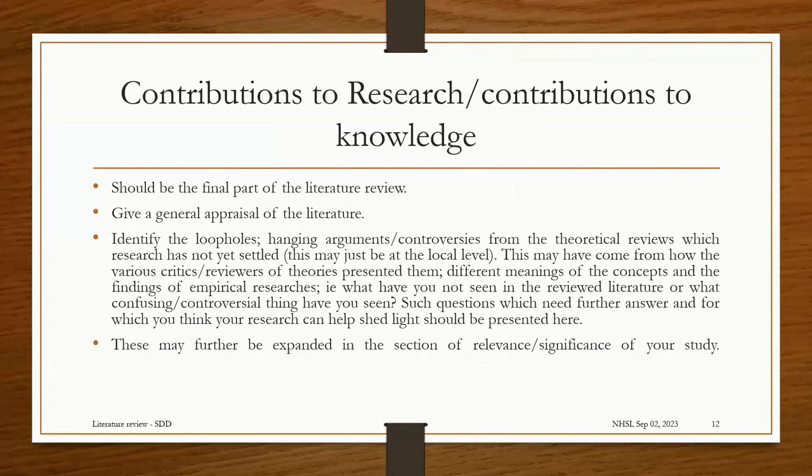Identify the loopholes, hanging arguments and controversies, because when you read in any area you will get contrasting things, like an article saying cigarettes do or do not cause cancer. If you start doing a review, those articles also will come, so then you have to come to a final conclusion about what is going to happen. But you should always say that there is another side of the story also. This may have come from how the various critics and reviewers of theories presented them, different meanings of the concept, some findings of empirical researchers. What have you not seen in the review of the literature? What conclusions, controversial things have you seen? Such questions need further answers, and those for which you think your research can help shed light should be presented here. If you really do this you will get interesting things in the literature. These may further be expanded in the section on the significance of this study.